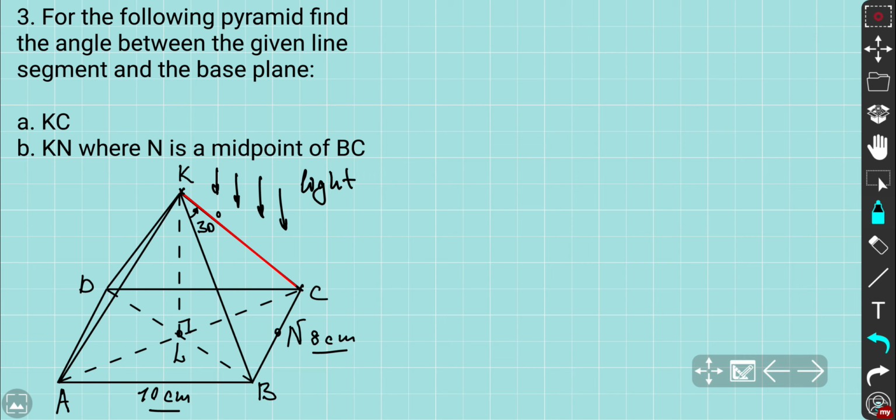So LC is called the shadow, or in mathematics, the projection. The angle between the segment KC and the base becomes the angle between KC and its projection LC. So to clarify, you need to find the angle KCL. That's what you're looking for. So how do we figure out that angle?